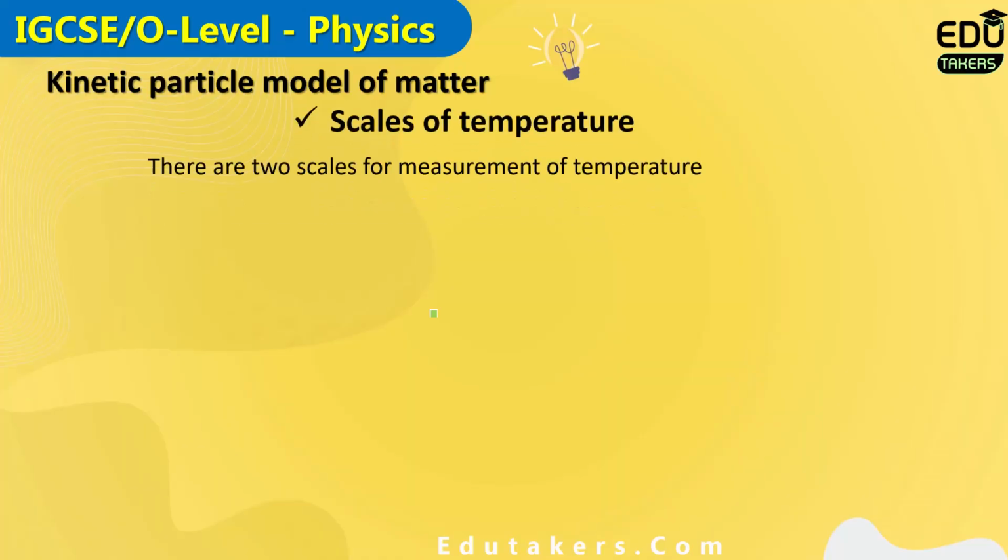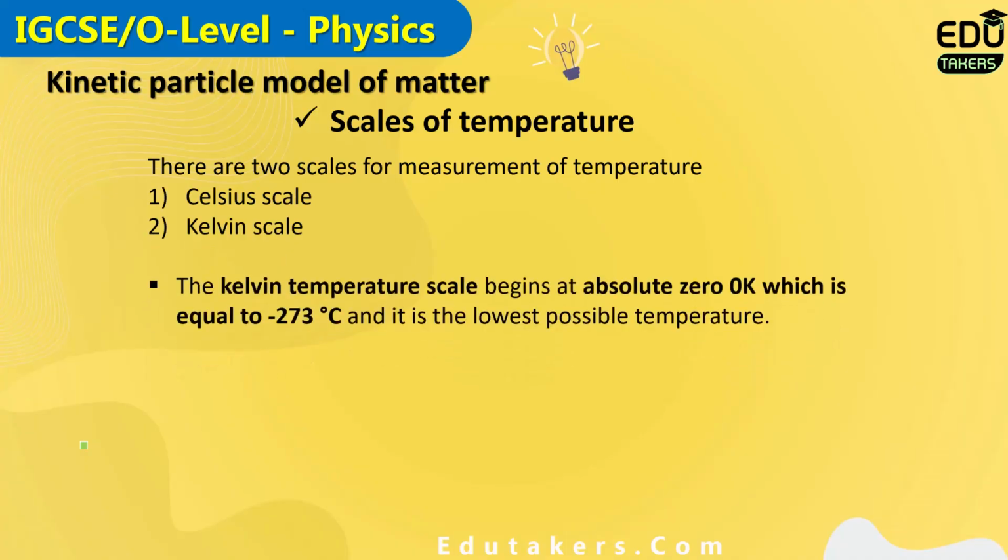Scales of temperature. How many scales of temperature are there? There are basically two scales of temperature. We can measure the temperature in two units. One is the Celsius scale and the second is the Kelvin scale. Both of these scales are used for the measurement of temperature. First of all, we see the Celsius scale and then the Kelvin scale.